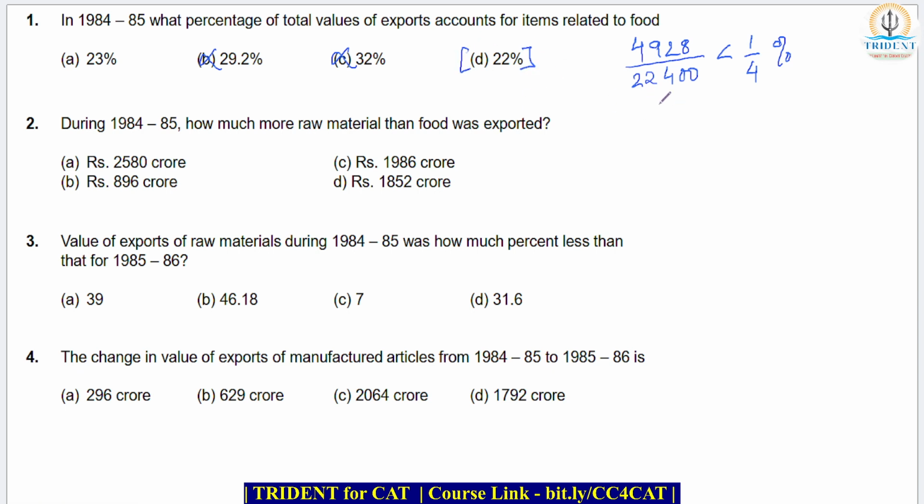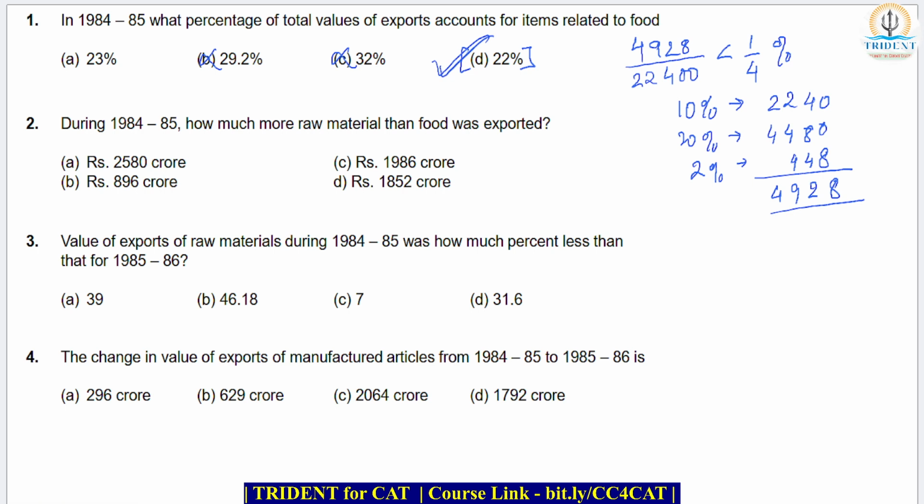and I'll try to fit in the 22% value. So how I can do that is, 10% is 2240. 20% is 4480, and 2% is going to be 448. Okay, so I think this will add up to that exact number. Yeah, so this is 4928. If you see, this has to be the answer.